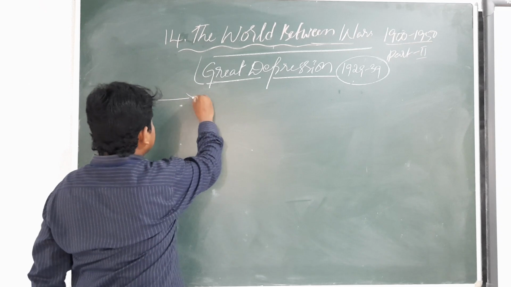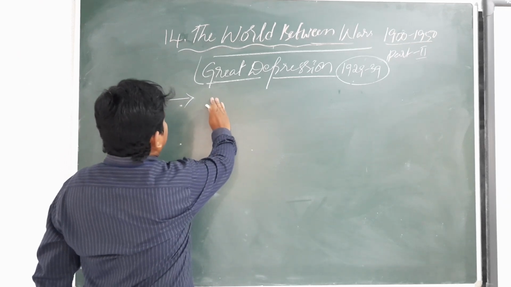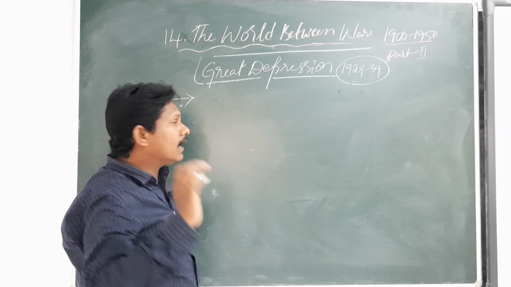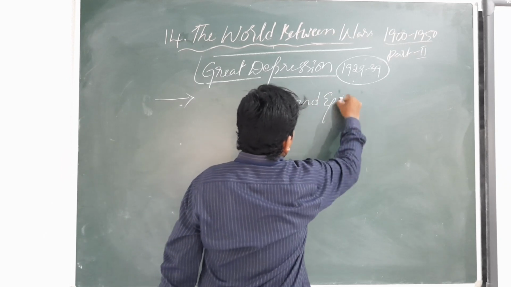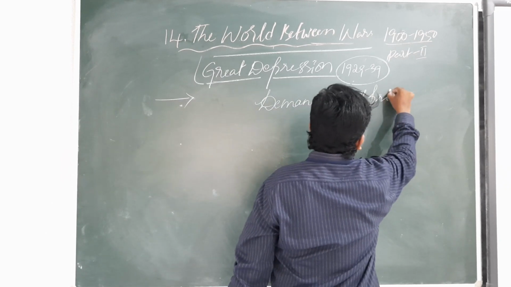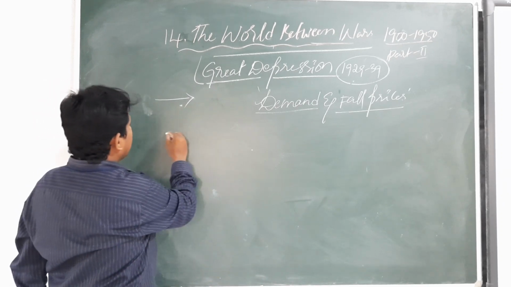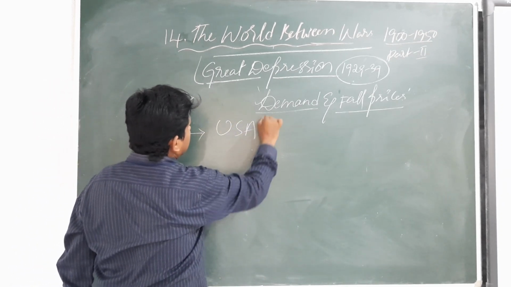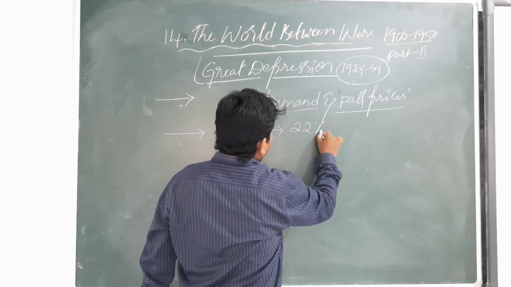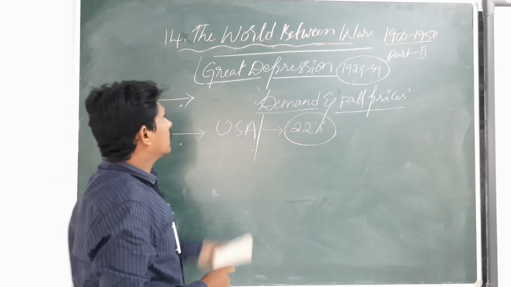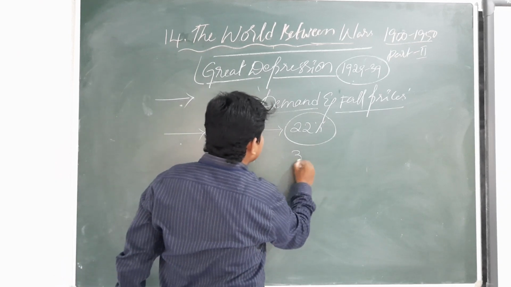So, the Great Depression means nothing but a worldwide economic decline triggered by a decline in demand and a fall in prices. The USA stock market also collapsed. During the Great Depression, unemployment in the USA was 22% and in the remaining nations, other countries, 33%.